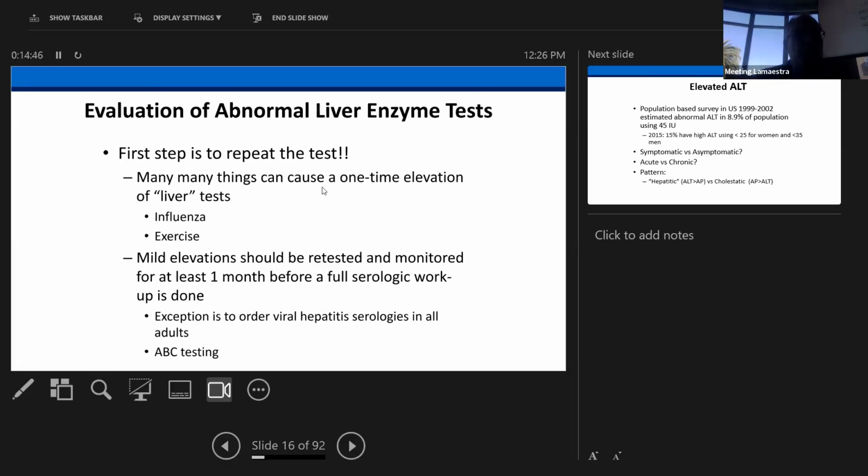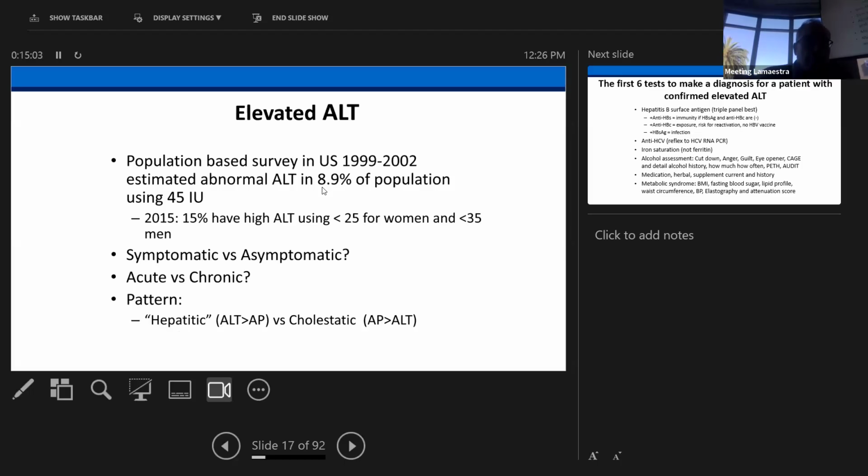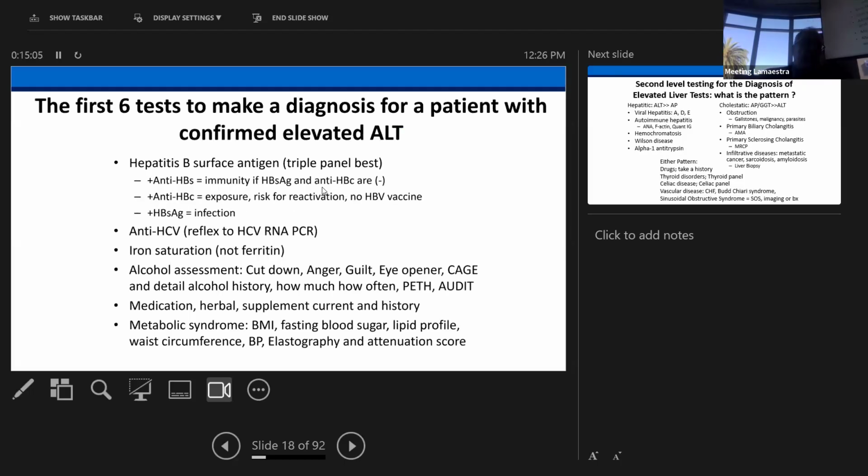You can repeat liver tests, but typically if they're elevated once, they're going to be elevated long term. Although we had one patient in clinic today who I'm sure passed a stone, had an incredible spike in their liver tests, have been stable and normal and healthy since that time. ALT we talked about. This goes into the 6 tests you do in every patient with a confirmed elevated ALT.